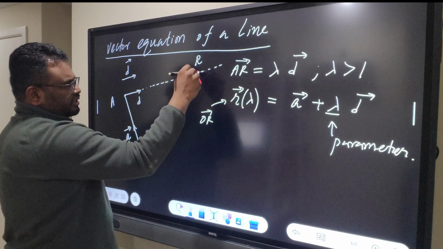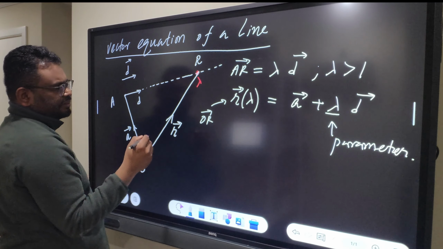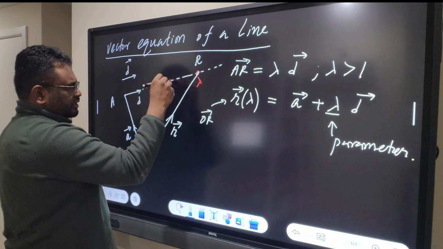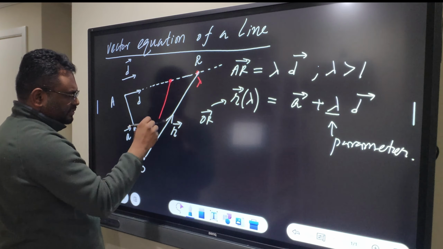So that means this R is a function of lambda. The meaning of this would be in this way. When lambda is equal to lambda 1, you're talking about this point, so you're talking about this vector. So this is when lambda is equal to lambda 1.